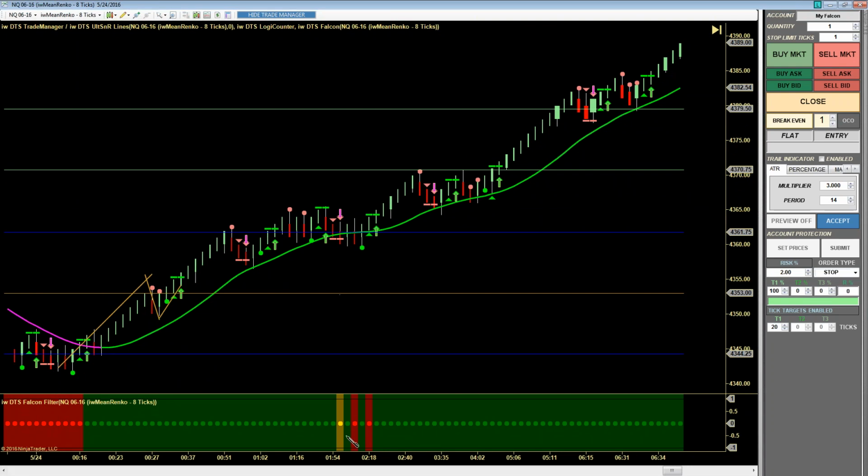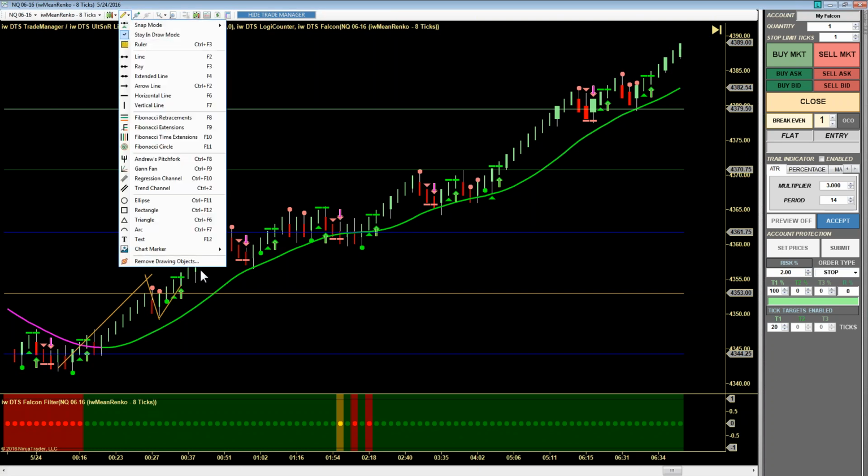Here's another late filter entry signal. So again, the trend line does not change color. Filter goes out of sync, but comes back into sync. Very, very high probability signal. A signal you can take with a great deal of confidence.